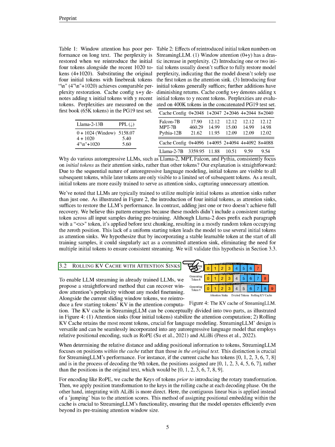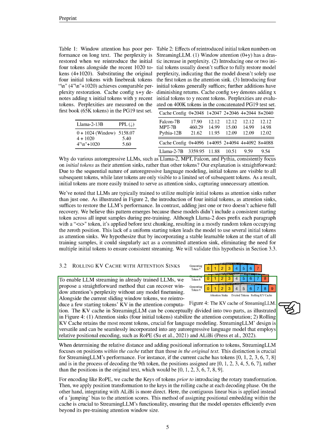Section 3.2: Rolling KV Cache with Attention Sinks. In this section, we introduce a simple method to enable streaming in pre-trained language models, which we call the rolling KV cache with attention sinks. This method allows us to maintain the complexity of window attention without needing to fine-tune the model. The idea is to include a few initial tokens in the attention computation along with the current sliding window tokens.